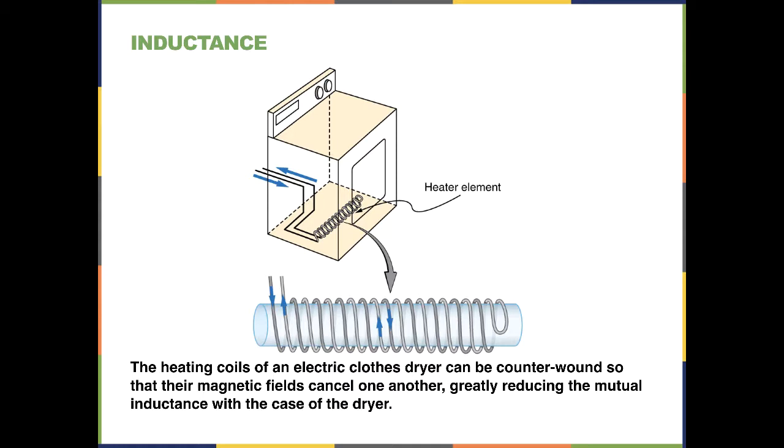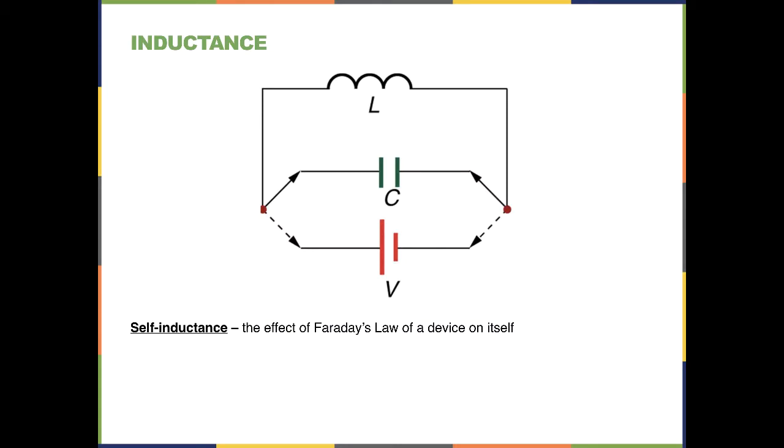A heating coil for a clothes dryer can be counterwound so that their magnetic fields cancel each other, greatly reducing the mutual inductance in the case of a dryer. The symbol for inductance is shown at the top here. And there's self-inductance, which is the effect of Faraday's law on the device on itself. So self-inductance is, again, the change in current divided by the change in time times the L, or self-inductance. And it can be calculated from mu zero, which we had a couple of chapters ago, times n squared, that's the number of turns, times A over L.